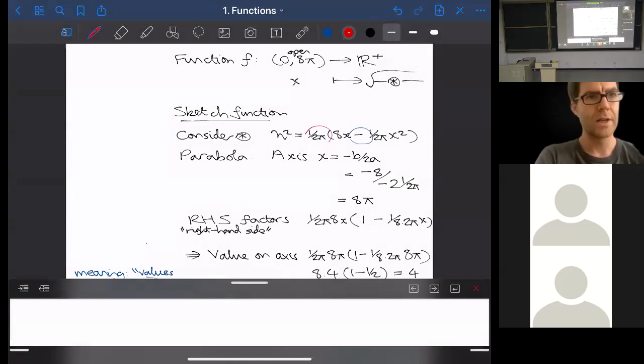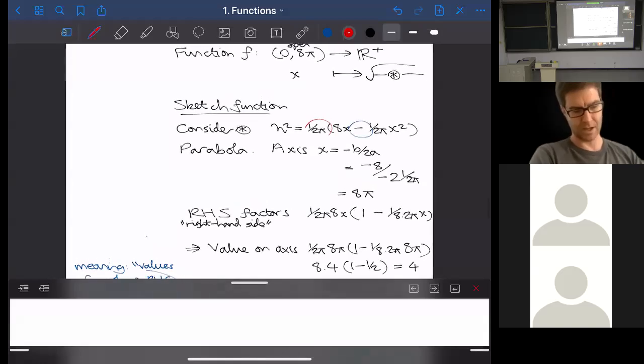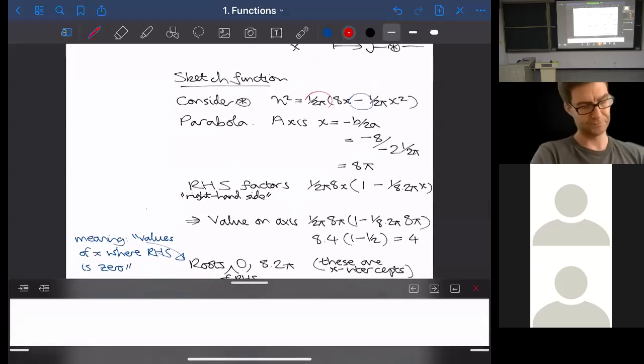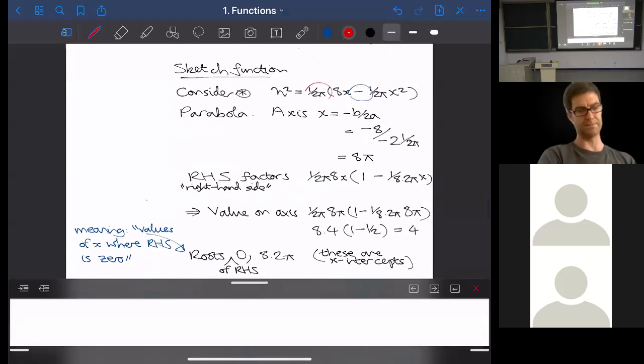Okay, so a question from Rochester: why do we substitute x with pi but not 8 pi? Aha, I see. I think I see my mistake. I'm going to put in another step here.